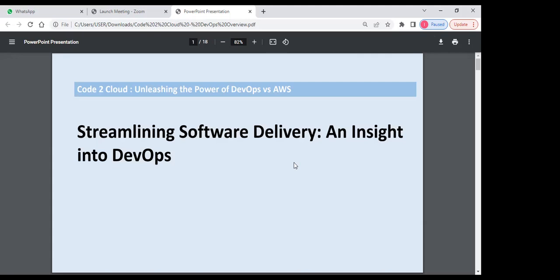It's kind of a journey, right? So we will try to take you there. Today's session is more focused on a very quick crash course on insight into DevOps, right?